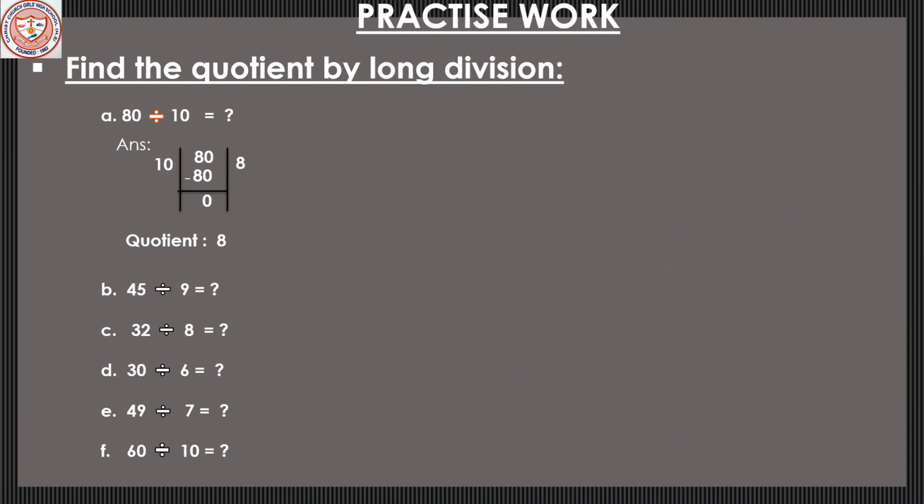Here, 0 remainder is here. So, look, 0 remainder is here. And the quotient is 8 and the remainder is 0. Now, you have to do the remaining exercise on your own.